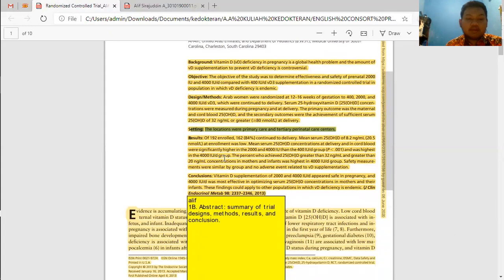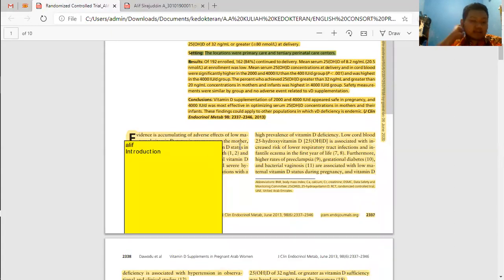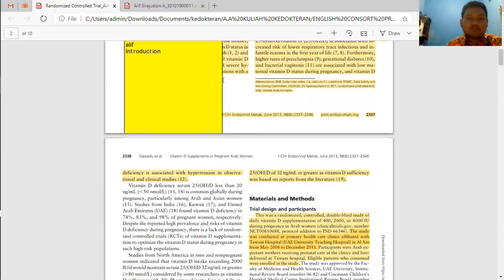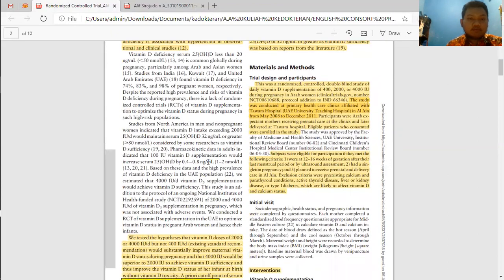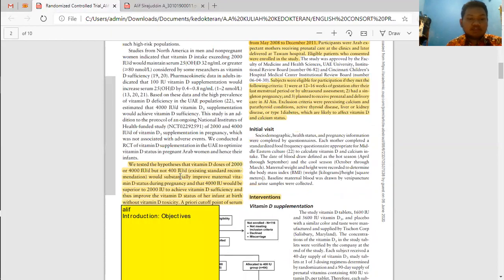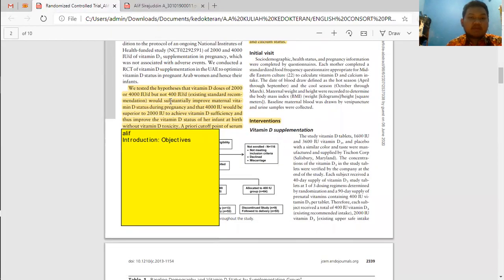Next topic is the introduction. Introduction equals background and objective. It has 2A and 2B. So the first paragraph is 2A. It's about the scientific background and explanation of the rationale. And the last paragraph of the introduction is about the objective. It's a specific objective or hypothesis.